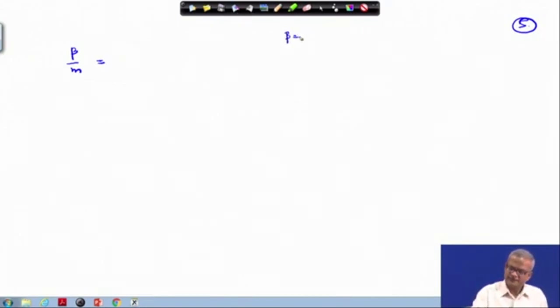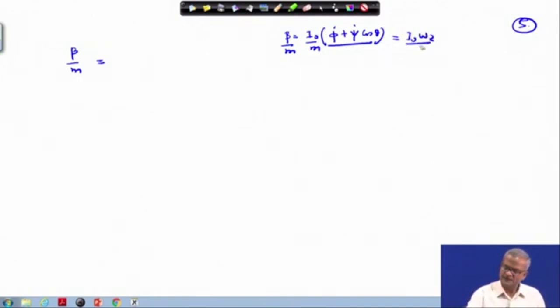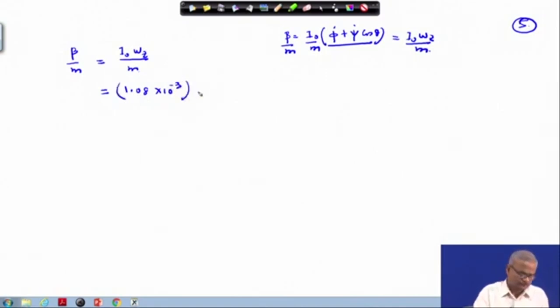Then we calculate the quantity beta by m. Beta is the quantity we have defined as I 0 times phi dot plus psi dot cos theta. We divide both sides by m, so beta by m is another quantity that we need. This we can write as I 0 omega z divided by m. I 0 by m is the quantity we have already calculated, and omega z we also know because theta, phi, psi dot are all known right in the beginning. This quantity we have calculated as 296.536.